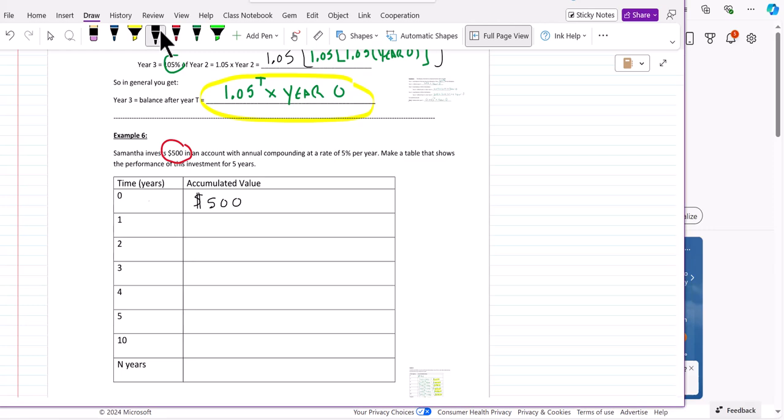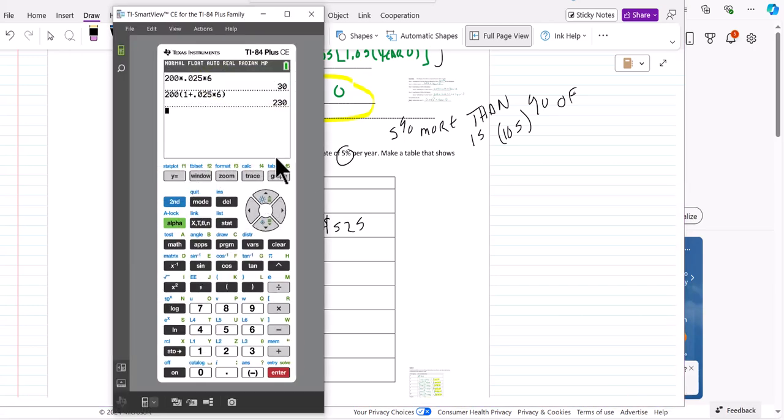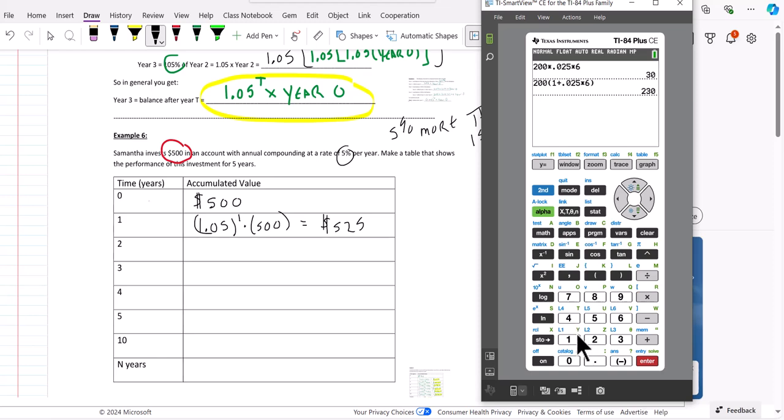So when we go to year 1, we're going to do 1.05 to the first power times the $500. We're doing 5% per year. So 5% more than is the same thing as 105% of. Okay, so when we do this calculation on your calculator, you're going to get 525. So this would be after the first year. Again, you're just taking 1.05 and multiplying that by the 500. That'll give you that amount.